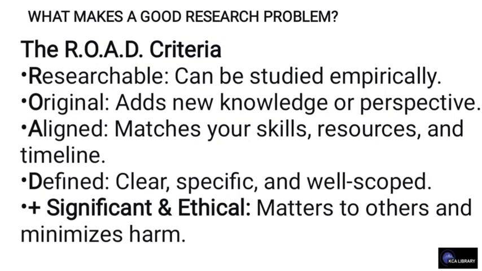What makes a good research problem? We have the ROAD criteria. Now let's start with the R. What is the R? What makes a good problem is, number one, it must be researchable. That means you can find articles, you can find work on it. It can be studied empirically with evidence. You must be able to find evidence quickly with this research that you're about to go on.